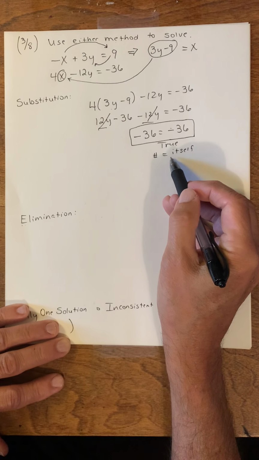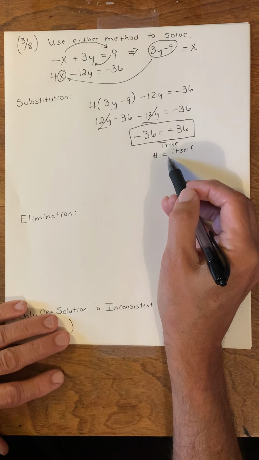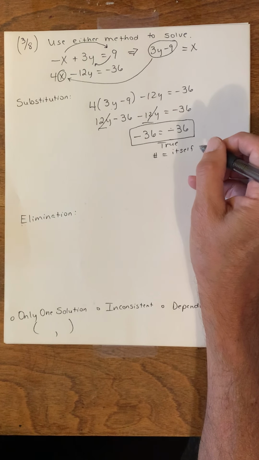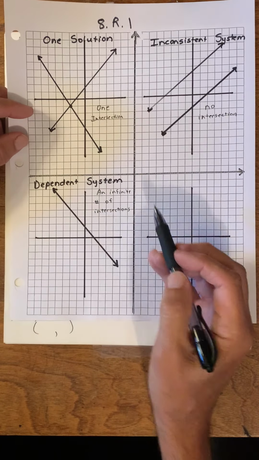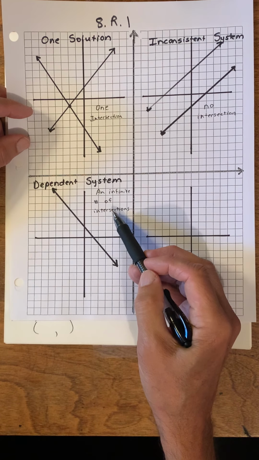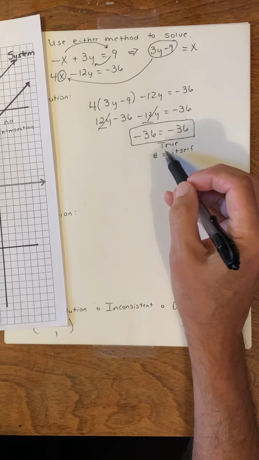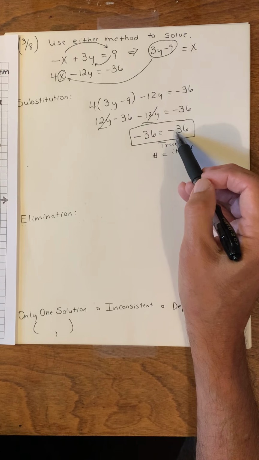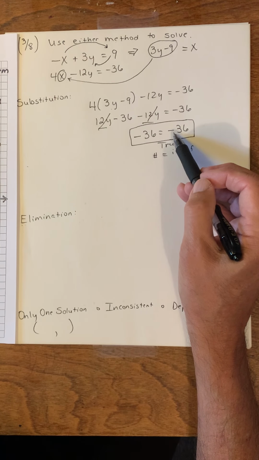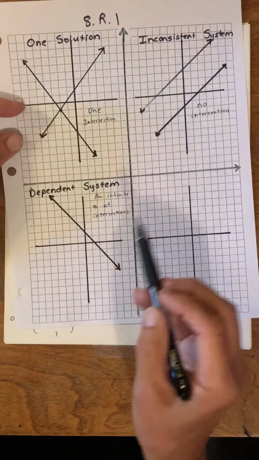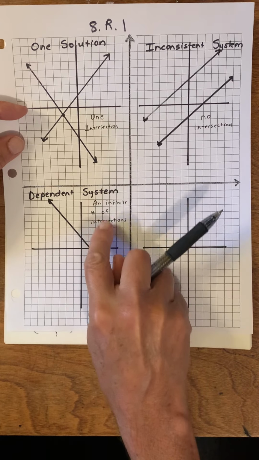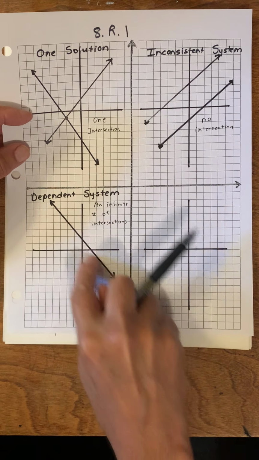When I get a number equal itself, what I have here is a dependent system. Number of intersections is infinite. Remember when we had instances when we solved linear equations and we got a number equal itself? We said the solution set was all real numbers. Well, if my intersection has an infinite number of intersections, that's another way of saying they overlap.